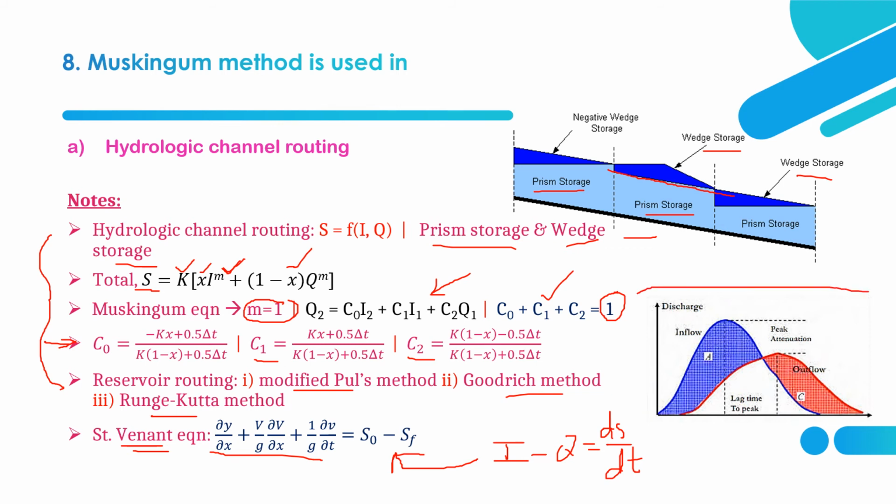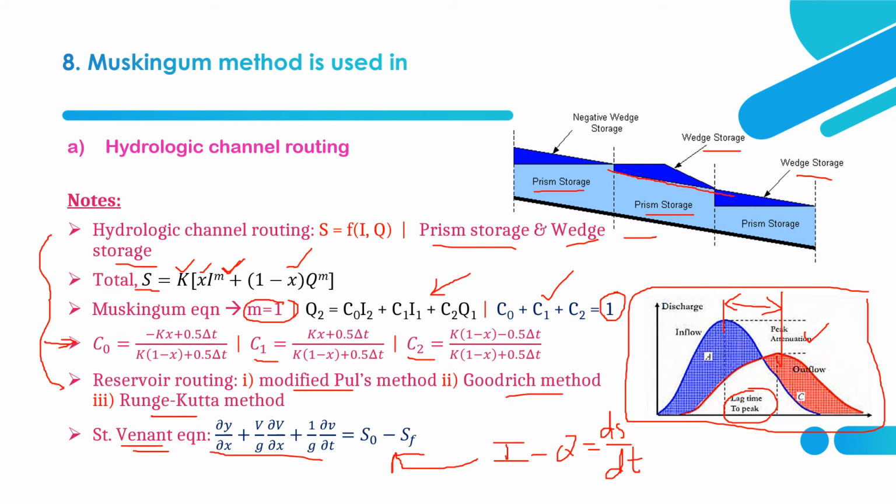And this graph gives some terms like peak attenuation and lag time. What is peak attenuation? The difference between the maximum peak inflow and peak outflow. And the lag time is the time difference between the peak inflow and peak outflow. The time lag between the occurrence of peak inflow and peak outflow is the lag time. And these are some important basic terms regarding flood routing and the Muskingum method.